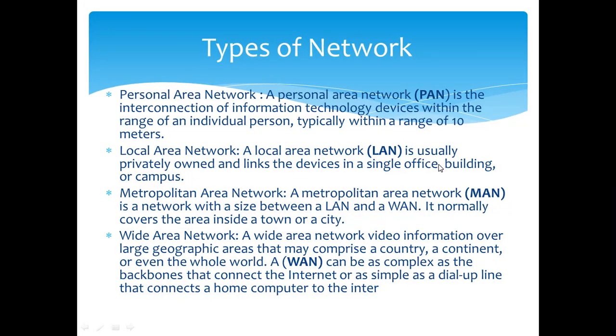Let's move on to types of computer networks. The first one is the personal area network. So what is a personal area network? A personal area network, or PAN in simple terms, is the interconnection of information technology devices within the range of an individual person, typically within a range of 10 meters.